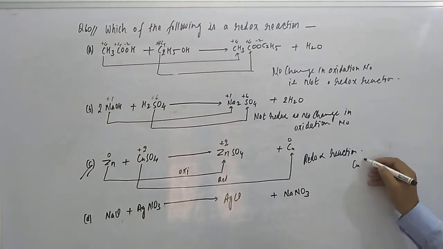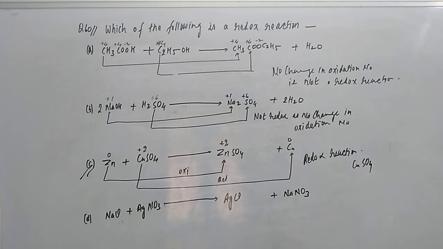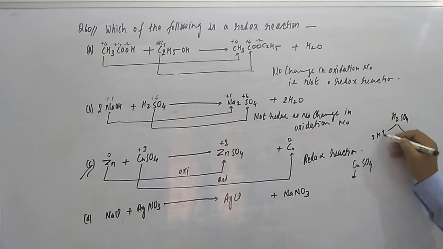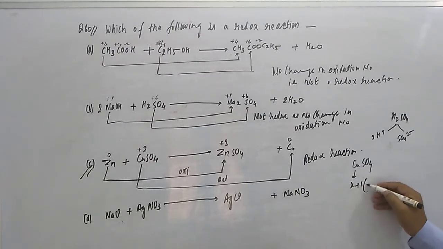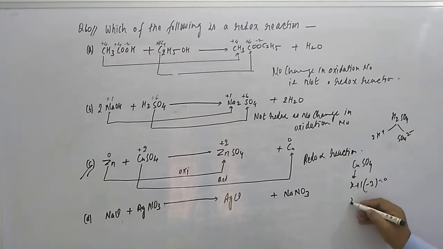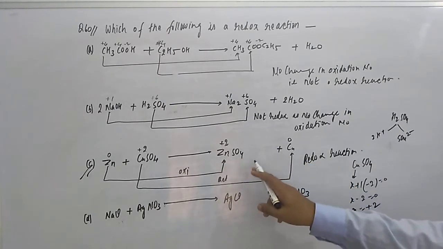If you are talking about copper sulfate, students, I am saying that copper is +2. How +2? Because H2SO4, when ionizing, gives 2H+ and SO4 2-. It means the sulfate ion has a -2 charge. So x + (-2) = 0, so x - 2 = 0. So x is equal to how much? +2. Similarly, you can do it for zinc also.